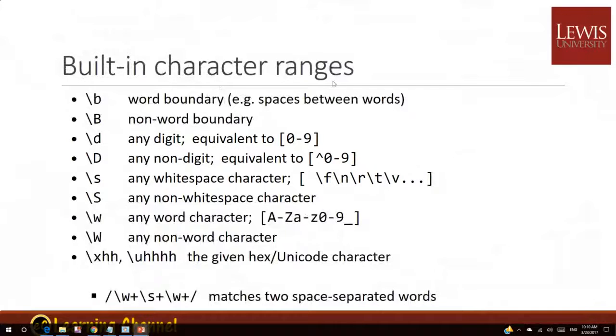The built-in character ranges. So you have \d, that means this. \s means this, all the white space letters. This one has a space here. It means the real space. And then \f for form feed, \n for new line, \r for carriage return, \t for tab, something like that.